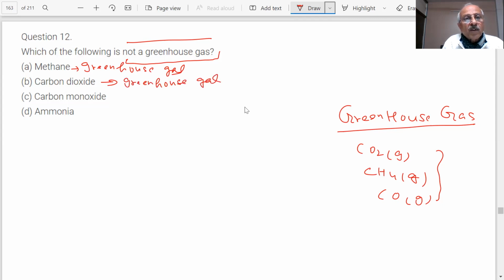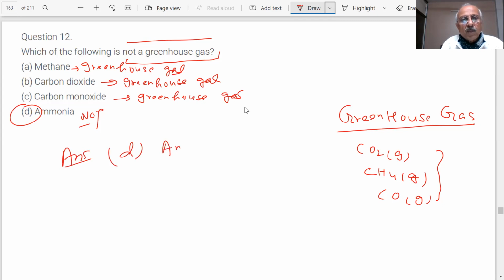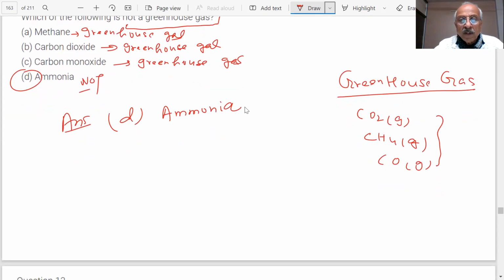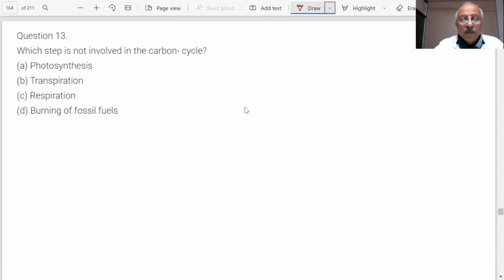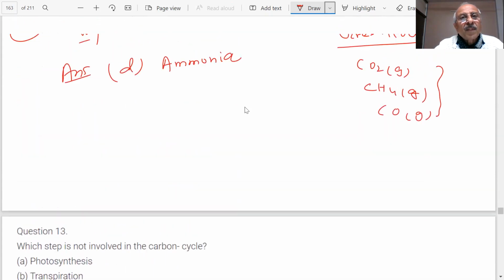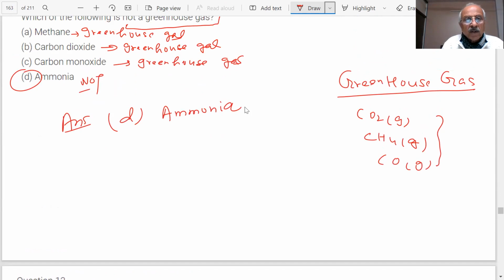This question helps us a lot because there will be some question on greenhouse gases. They have asked many times, students, to name the greenhouse gas. Then this is not a greenhouse gas. The answer is ammonia. Answer is D. That is ammonia. It is not absorbing or trapping the sun's heat radiations. So students are given 1 full mark for that.